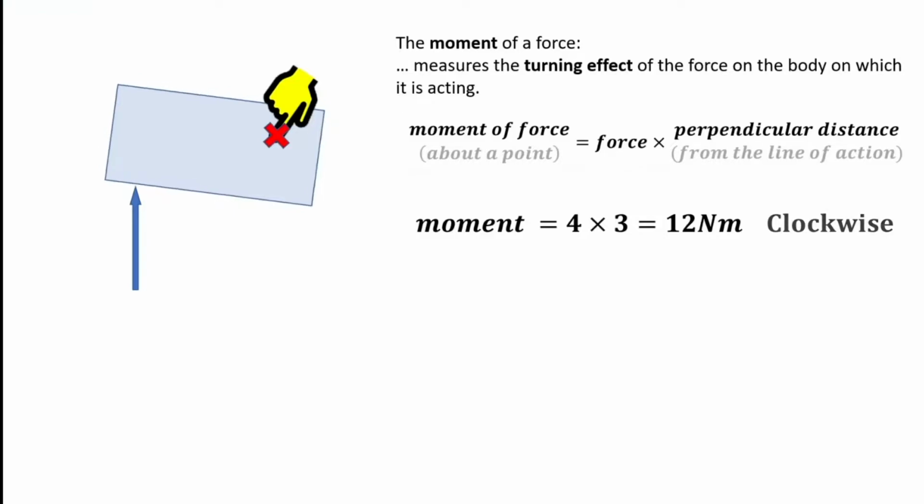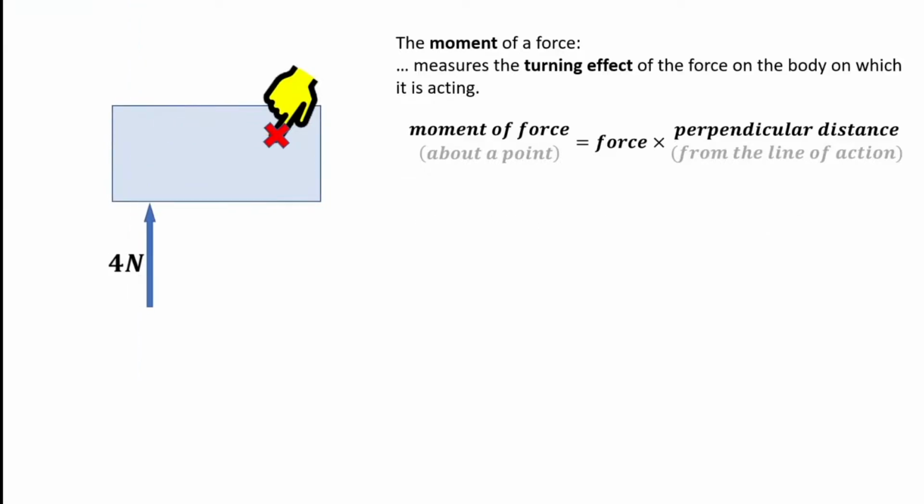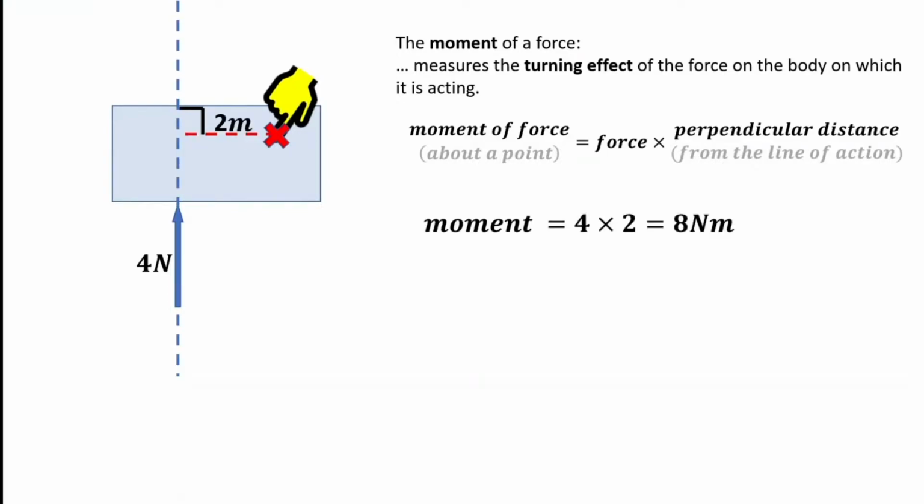Let's see what happens if we actually move this force. If we move it closer to the pivot point, instead of being 3 meters away, now it's only 2 meters away. What happens to the moment? Well, the moment is now calculated as 4 times 2, and that's 8 Newton meters clockwise.